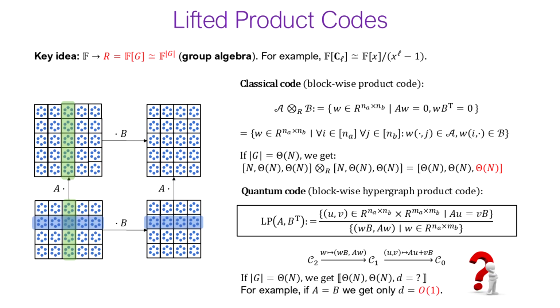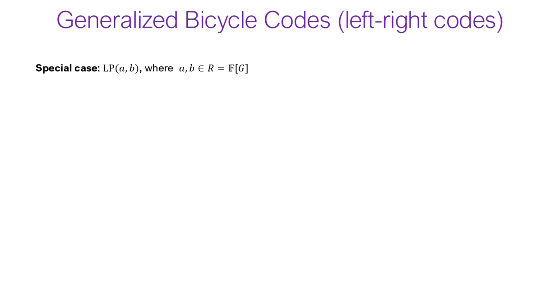But for quantum codes, it is not so easy to show that you can get an asymptotically good code with this construction. And in fact, in order to get it, you need high dimensional expanders. So let me go to the next slide.